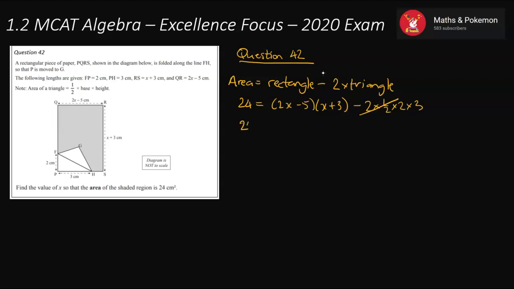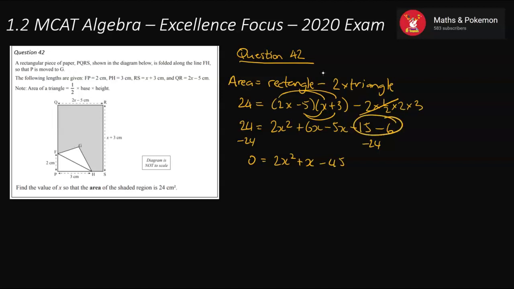So that means 24 will be equal to, let's start expanding this here, 2x squared plus 6x minus 5x minus 15, and then minus 6. Because quadratics need to be equal to 0, we're going to go minus 24, minus 24. So 0 is equal to 2x squared plus x minus 45, because 15 plus 6 is 21, and 21 plus 24 gets us to 45.